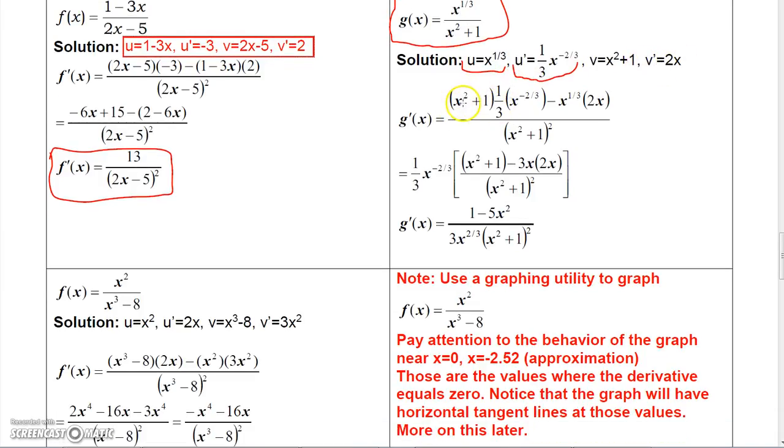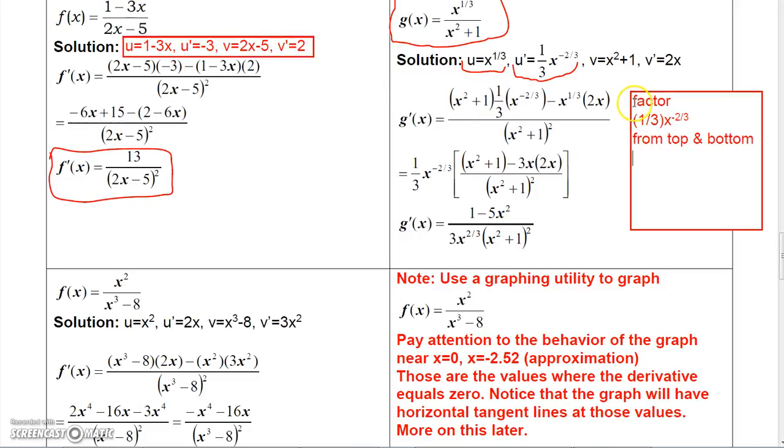So basically what I'd have to do here is I would have v, which is x squared plus 1, and then I multiply that by u prime, which is 1/3 x to the negative 2/3, and then I have minus u, which is x to the 1/3, times v prime, which is 2x. Well, this one can be a little bit tricky to simplify, but here, let me just see if I can show you what we're going to do to simplify this.